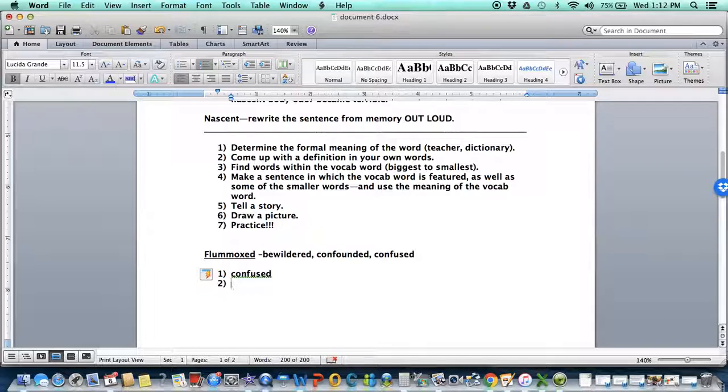So now we're on step 3. Let's make up words within the vocab word. The first word I happen to see is flu, but we're also going to use this flu because they sound alike. Let's use the word, oh, it's not really a word, but we're going to use it because you never know. We're going to use the word ox. And you know what?